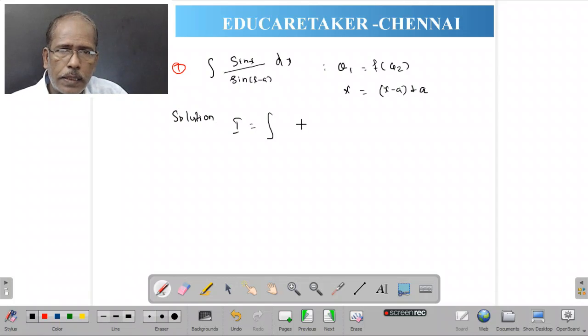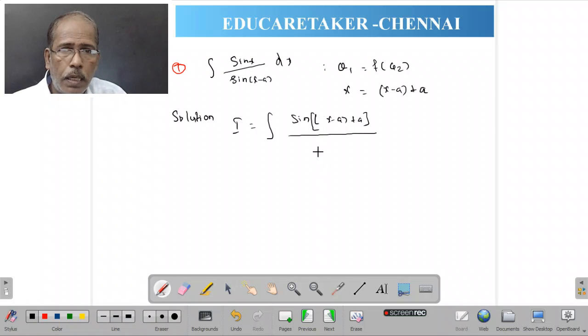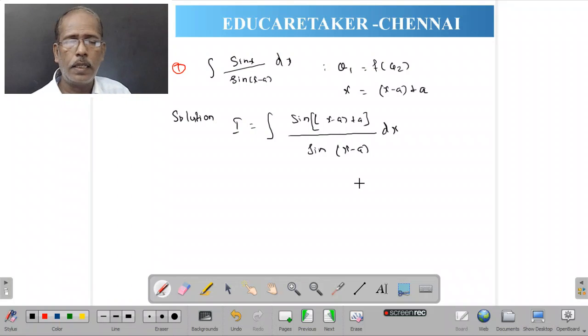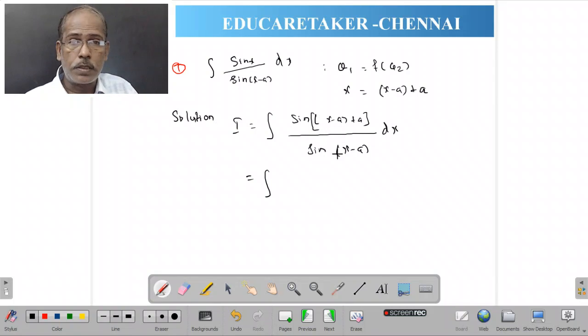The numerator angle x can be taken as x minus a plus a. So we have converted the basic angle into a compound angle. In the denominator angle, there should not be any change. Whatever adjustment you require, do only in the numerator angle in terms of the denominator angle. This is the basic concept. Dear student, the sin of x minus a plus a is like sin of a plus b. We can expand using the compound angle formula.